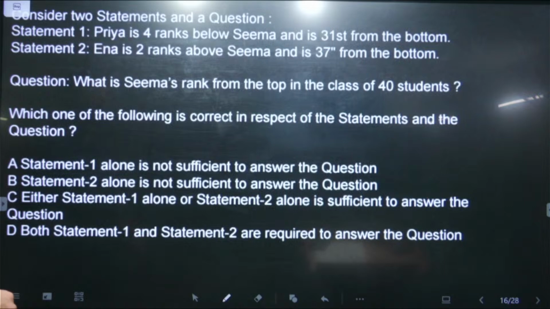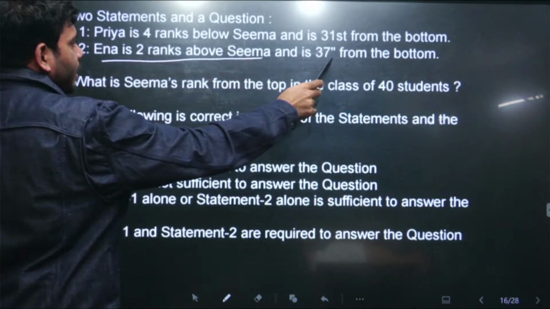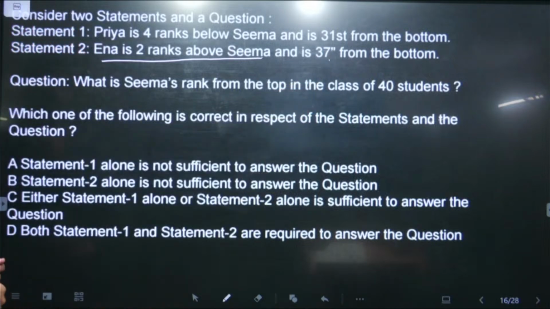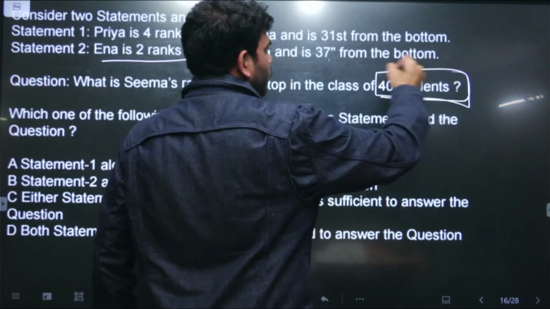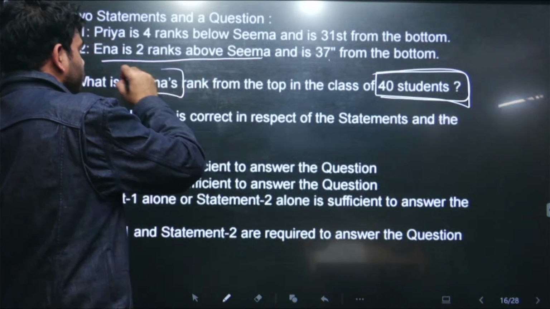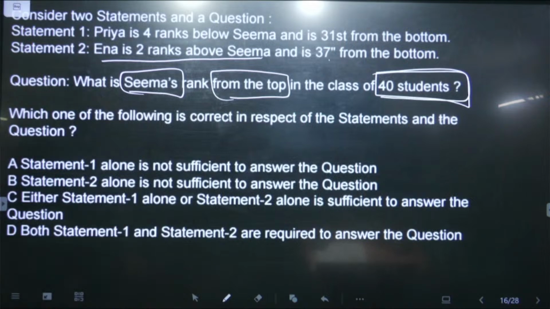So this is the next question. This question is saying, consider the two statements and the question. Statement 1 is, Priya is 4 rank below Seema and is 31st from the bottom. Second statement is saying, Ina is 2 rank above Seema and is 37th from the bottom. The question is, what is Seema's rank from the top in a class of 40 students? This is provided to us in the question only. There are a total of 40 students and we need to find this individual's rank from the top. So which of the following statements is correct with respect to the statements and the question?